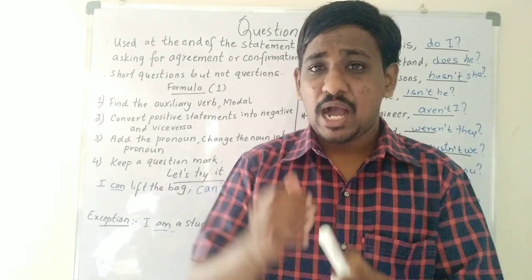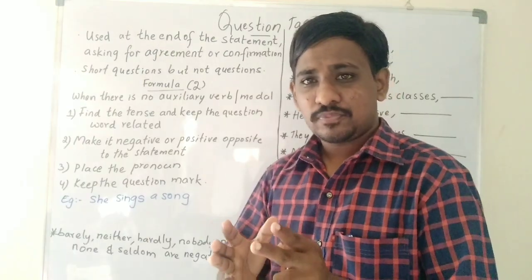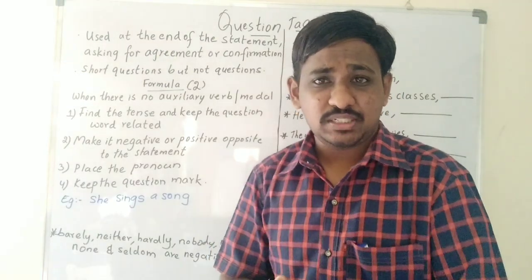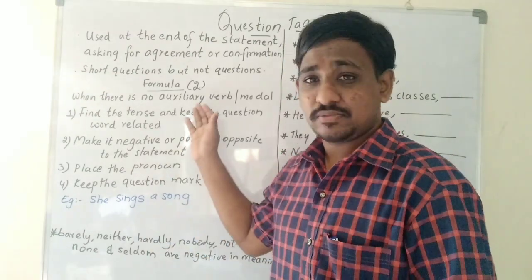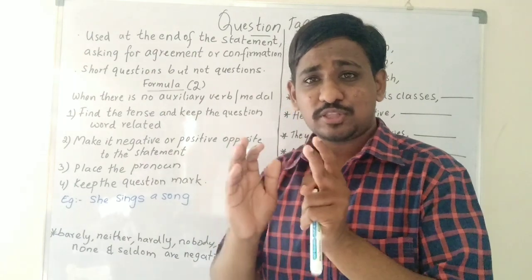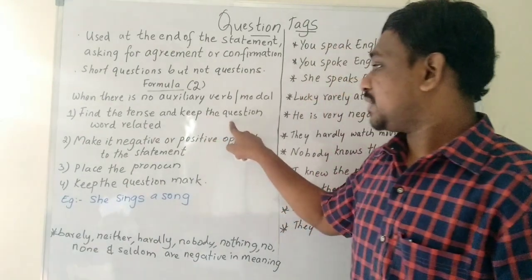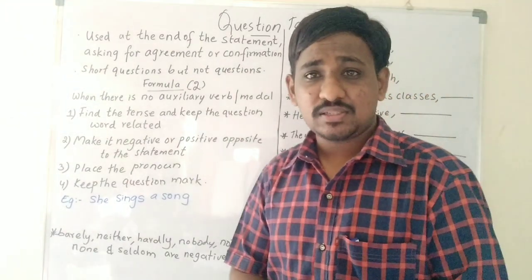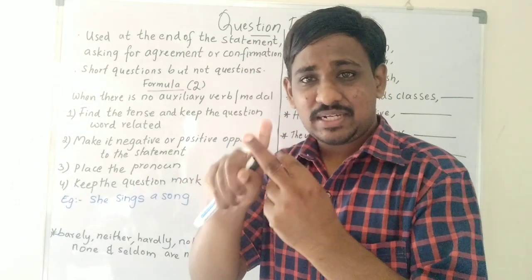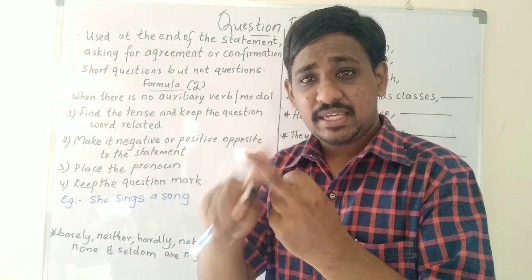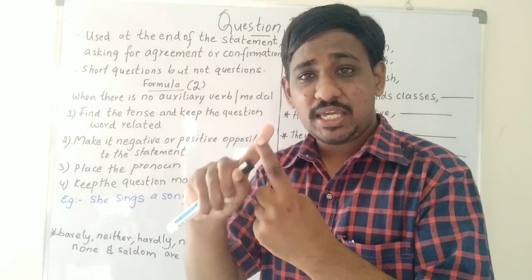When they are not present, we will see now how to make question tags. So, how to get question tags if there are no auxiliary verbs or modals? Let us follow this formula. Find the tense and keep the related question word. In simple present tense we have two question words: do and does. Does we use for singulars other than I: he, she, it. Do we use for I, we, you, they.